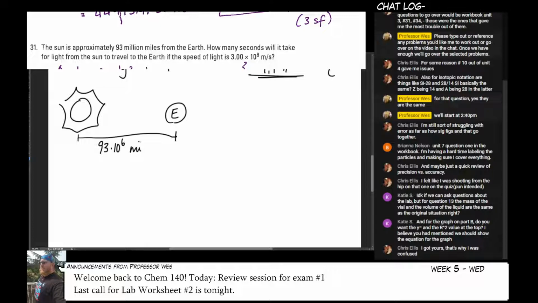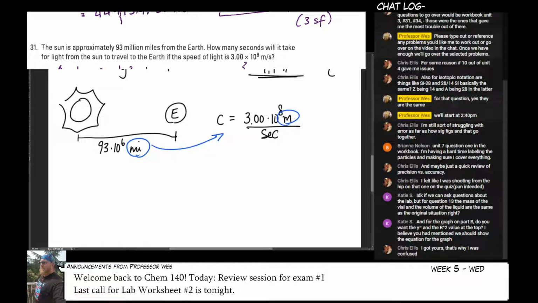All right. How many seconds will it take for light to travel that distance? You guys don't know what c means. C is the speed of light. I'm just going to leave it there: 3 times 10 to the 8 meters per second. And I want to know how many seconds it would take. Now, to convert a distance into a time, you need something like this, right?